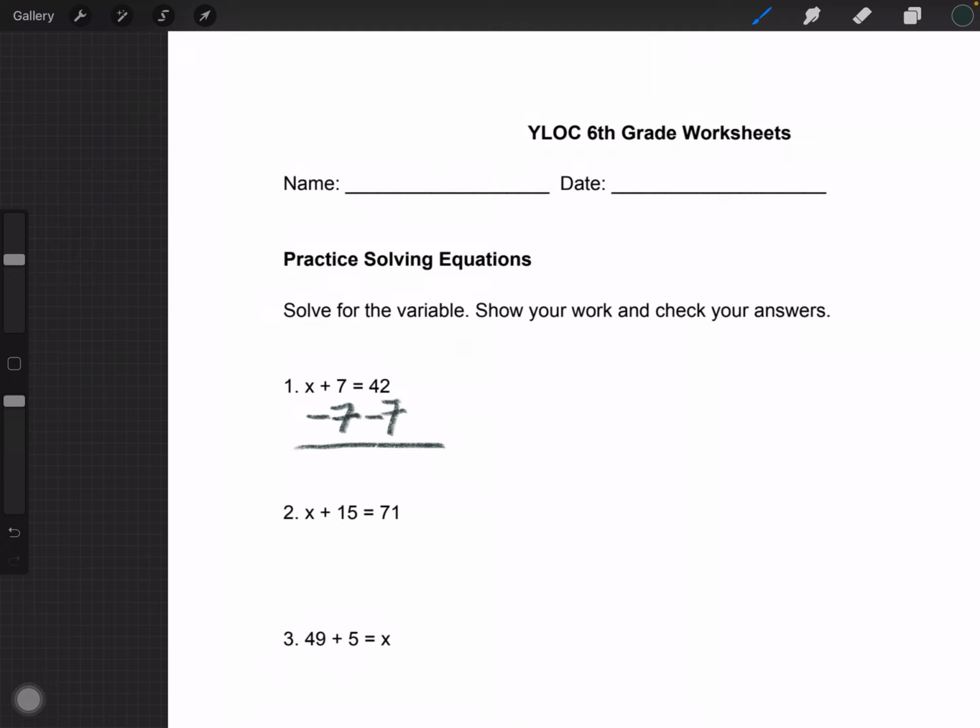So when you do that, 7 minus 7 equals 0, so that cancels out. And 42 minus 7 would be 35, so x would be equal to 35. Now we're supposed to show our work and check our answers. So we use the original equation and substitute x with 35. 35 plus 7 is equal to 42, which is correct.